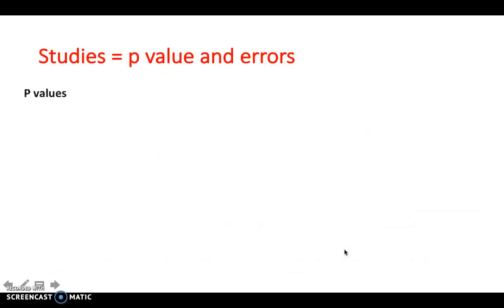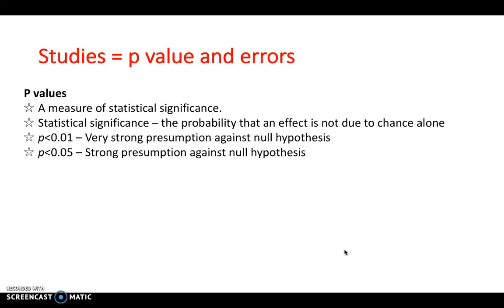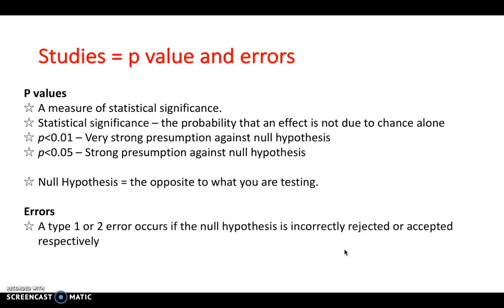First of all, p-values are a statistical significance measure, and essentially statistical significance is the probability that an effect is not due to chance alone. This is a little bit about interpretation of p-values, but altogether it says something about your null hypothesis, and a null hypothesis is the opposite to what you are testing. When you're testing a null hypothesis, you can get errors, and these can be type 1 or type 2 errors. A type 1 error is an optimistic error. You've falsely rejected the null hypothesis.